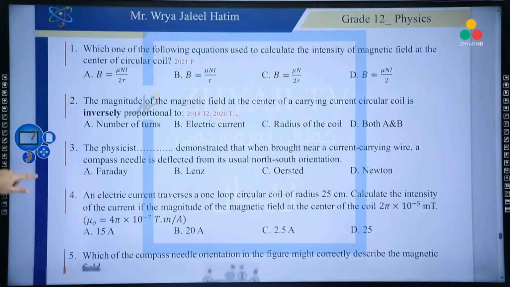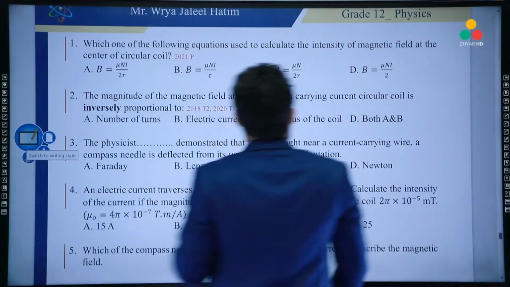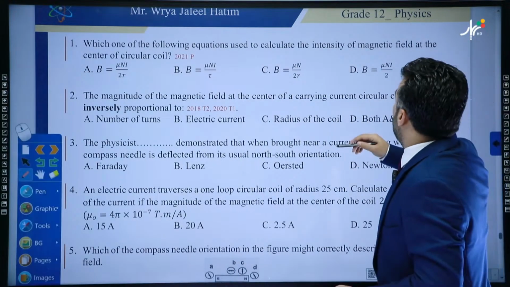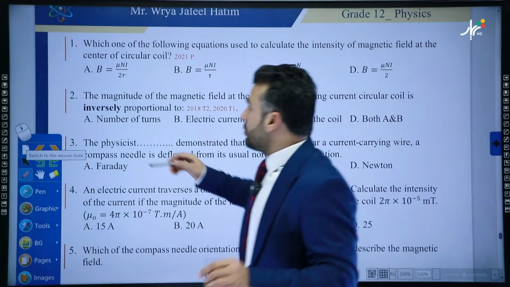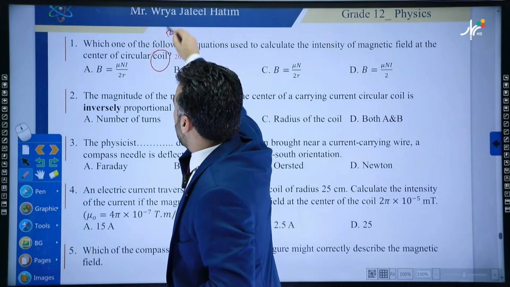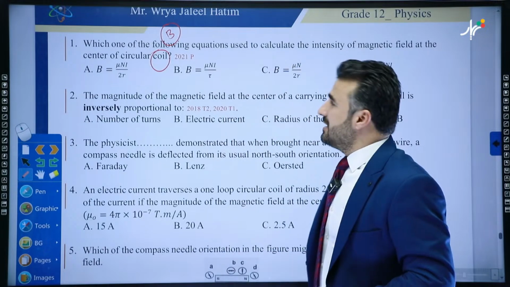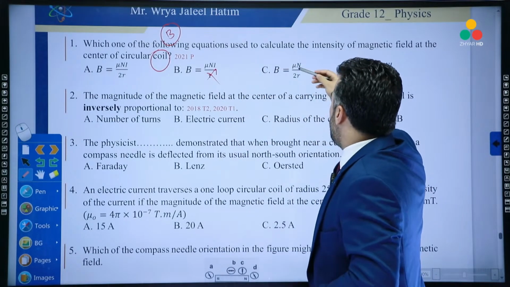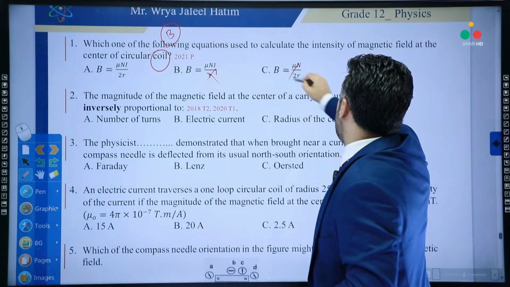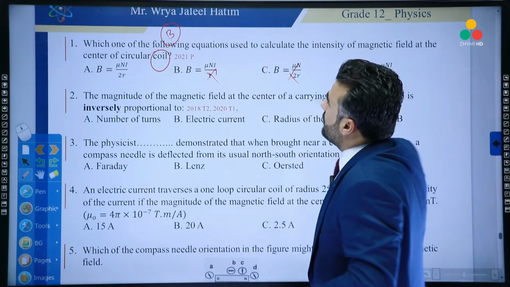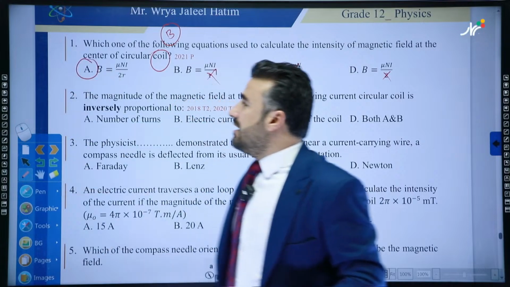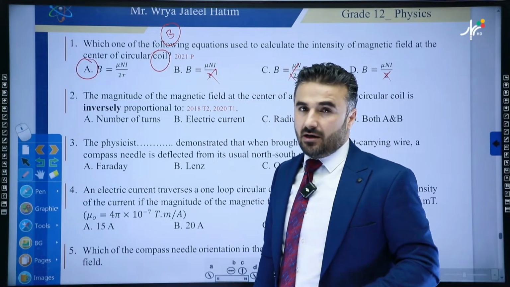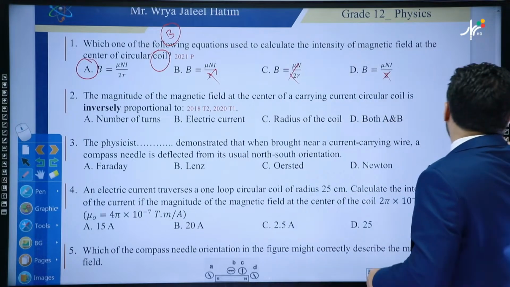Okay, now a few questions here. It says, which of the following equations is used to calculate the intensity of the magnetic field, but remember, at the center of a circular coil. So we want magnetic field, or B for coil. Which one is B for coil? Take a look. Do we have this? No. Do we have mu N without a current? No, yeah? Do we have over just 2? No. So the correct answer, of course, is A. B, the magnetic field strength, equals mu naught N i divided by 2 radius.